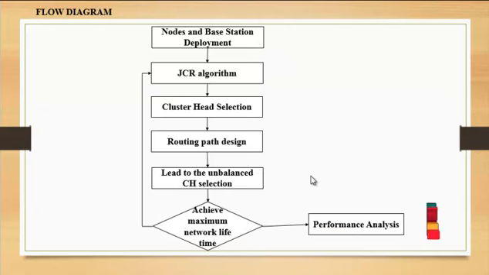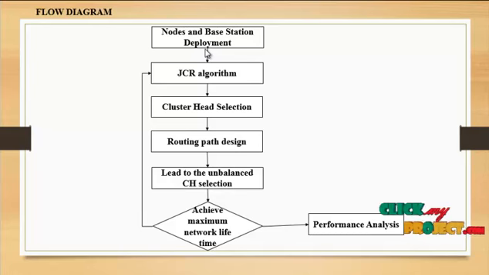Let us discuss the flow diagram of the process. So this is the overall flow diagram. In this process, first we fix the nodes and base station deployment, and then use the JCR algorithm. The JCR algorithm is a joint subcarrier routing algorithm, and using it we perform cluster head selection and then routing path design. The routing path is designed from the cluster heads to the nodes and to the base station. Only the unbalanced cluster head selection achieves the maximum network lifetime.